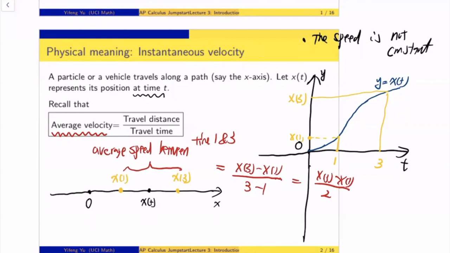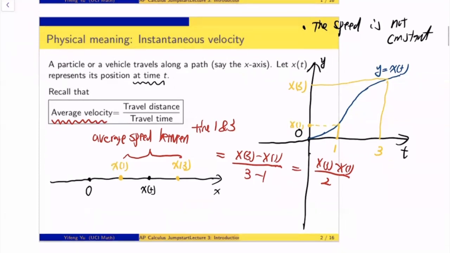Of course, between 1 and 3, what could happen is it speeds up, then slows down, and then speeds up again. But that doesn't matter, because all we care about is average speed, which by definition is travel distance divided by travel time.